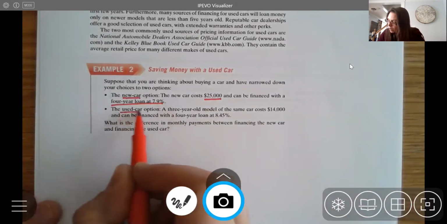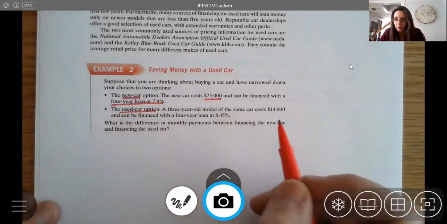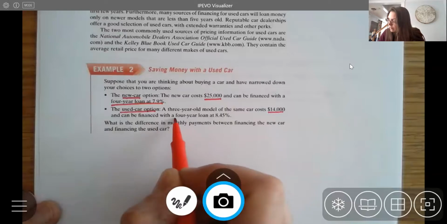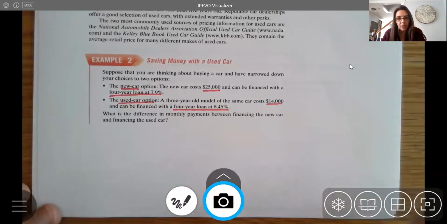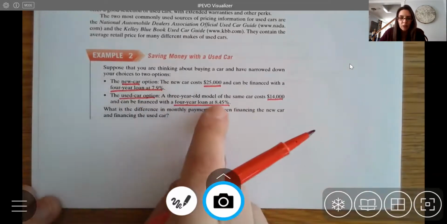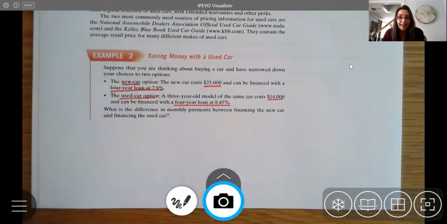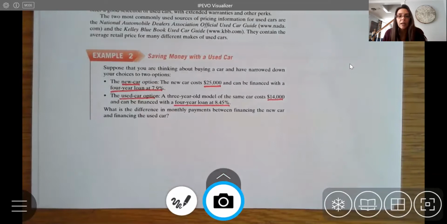And a used car, it's a 3-year-old model, so it's just a little bit used, not too old. It's $14,000, and you can have a 4-year loan at 8.45%. Again, it could vary from person to person, but usually used car loans tend to be a little higher than new loans. And I will say for right now, too, these values do seem pretty high. So if you're going car shopping, again, try to negotiate those percents, get them as low as you can.